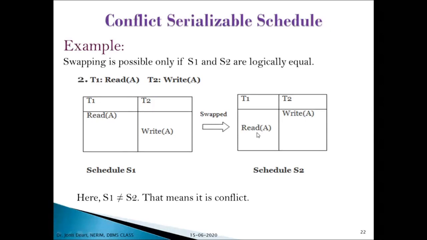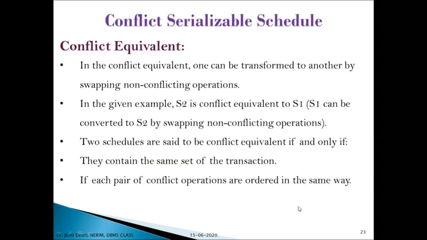Now you have to read A. Maybe after some operation, or here you have written A equals 5, you will get that 5 only when you read A now. So both will not give the same result. So this is a conflict schedule. Okay.